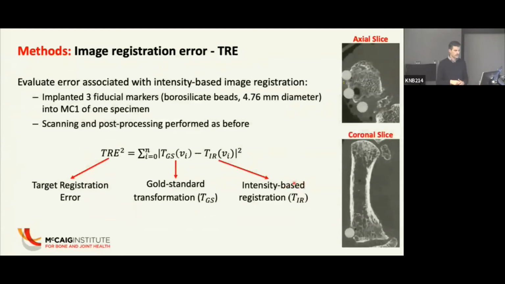We also implanted 3 glass beads into the first metacarpal of one of the specimens to look at how much error we're actually seeing from the image registration rather than differences from our raters. So we did this with a target registration error computation by looking at the centroids of each of these beads and then looking at the difference between each of our image registration steps.